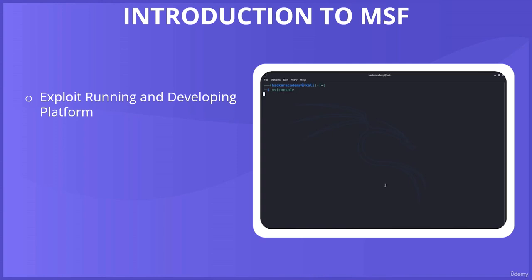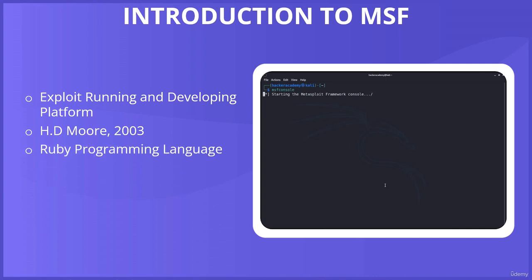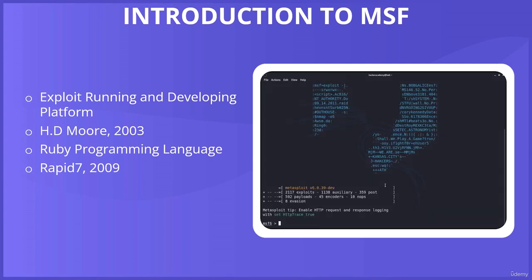As I mentioned before, Metasploit was created by H.D. Moore in 2003 using Perl. By 2007, the Metasploit framework had been completely rewritten in Ruby. In 2009, the project was acquired by Rapid7. Now they have a free and open source version, Metasploit Framework, and a commercial version, Metasploit Pro.